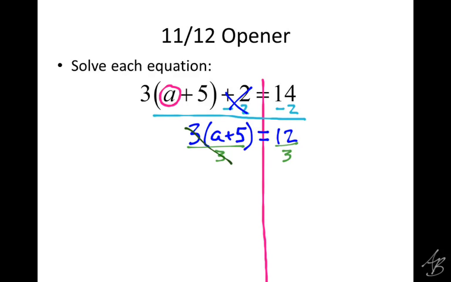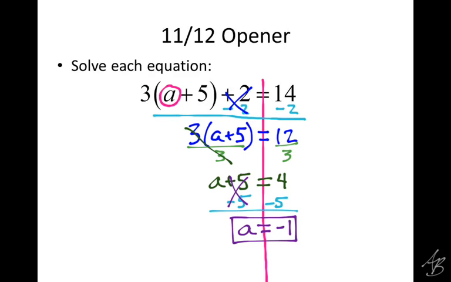And on the left side, when those 3's cancel, what does that leave? A plus 5. Do we need the parentheses now? No, we don't need the parentheses anymore because there's nothing left outside of the parentheses. On the right side, what's 12 divided by 3? 4. Okay. What next? Minus 5. All right. And on the left side, those 5's cancel, leaving what? A. And on the right side, we get negative 1. So we get a equals -1. So again, this took 3 steps to get the a by itself. Every step along the way, we get a new equation.